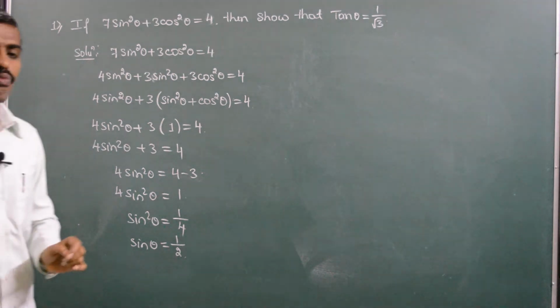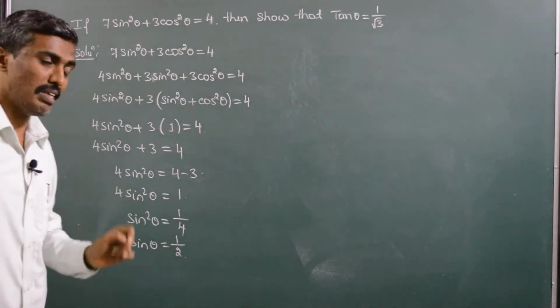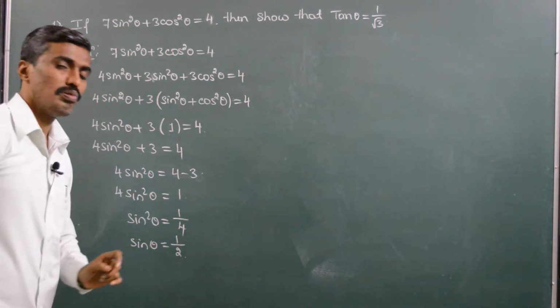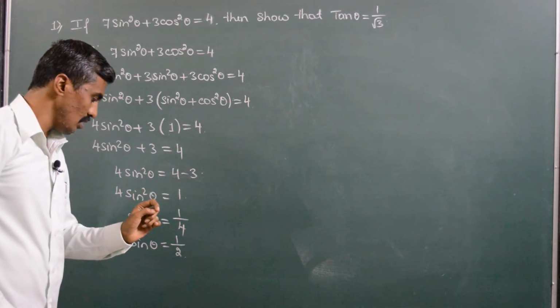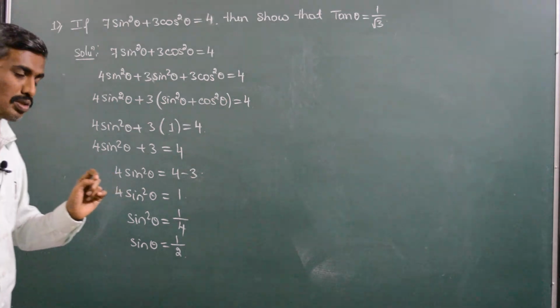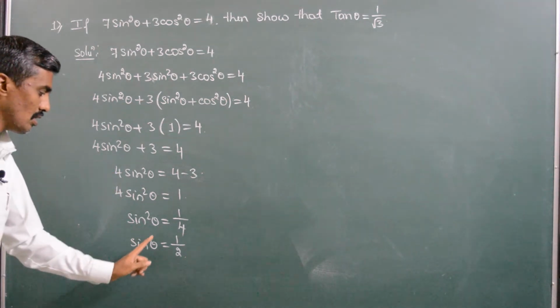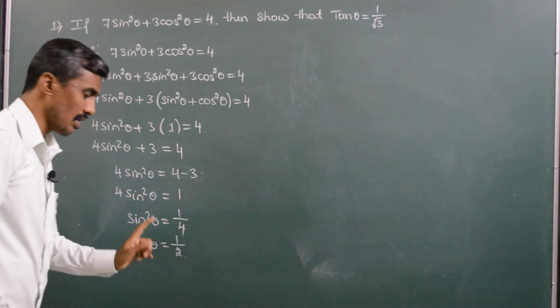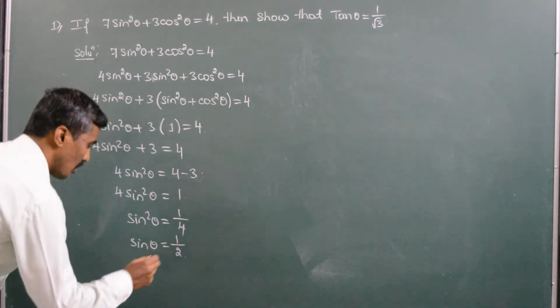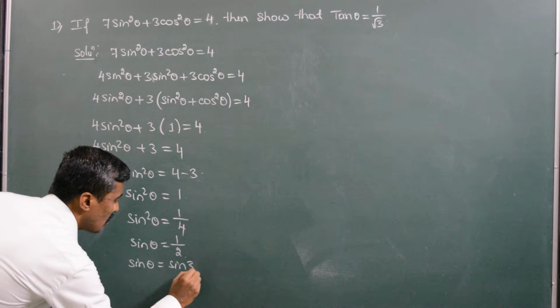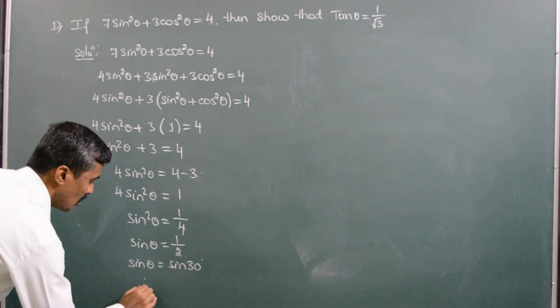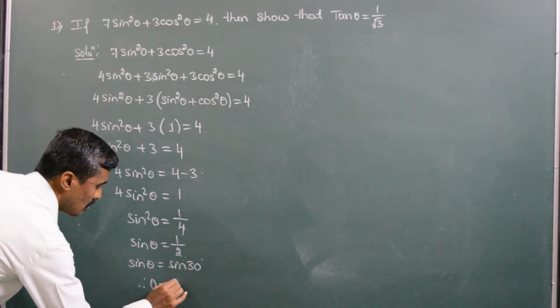Now, for what standard value of theta is sin theta equal to 1 by 2? We know that if theta is 30 degrees, then sin theta is half. Sin 30 is half. Therefore, instead of half, we can write sin theta is equal to sin 30. So theta is equal to 30 degrees.